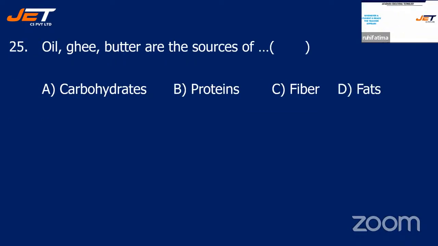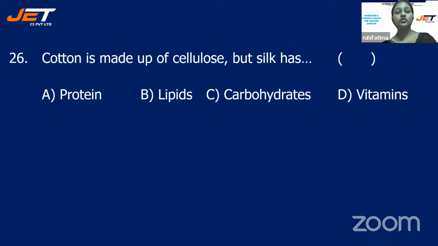Okay. Here we have the next question. Oil, ghee, butter are the sources of dash. Carbohydrates, proteins, fiber, or fats. Come on, students. Very easy. Oil, ghee, butter are the sources of fats. Okay. Next question is, cotton is made up of cellulose but still has dash. Proteins, lipids, carbohydrates, or vitamins.